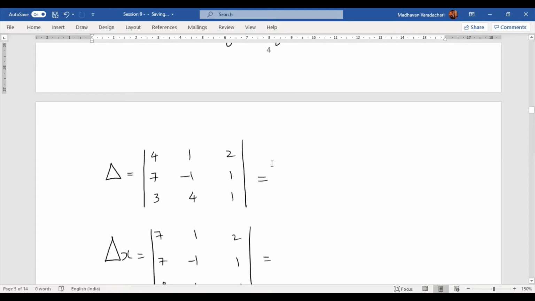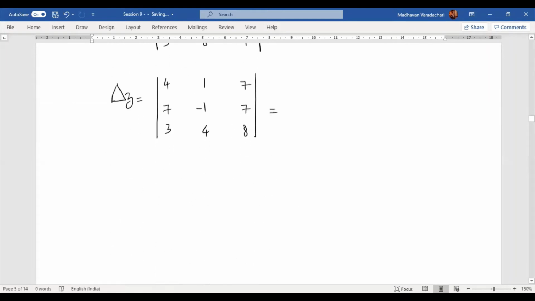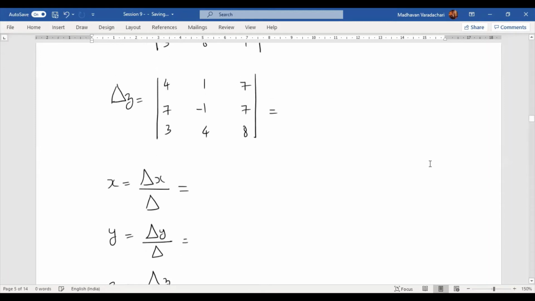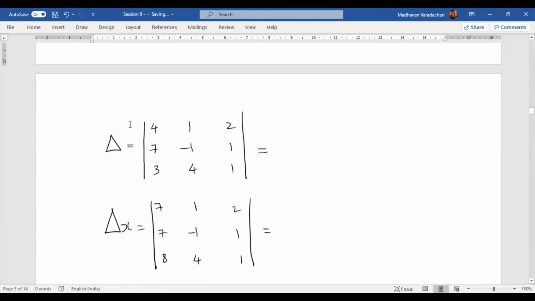After evaluating all these determinants, finding x is like this: it is delta x divided by delta. Finding y means delta y divided by delta. Finding z means delta z divided by delta. Now, let us evaluate these individual determinants.